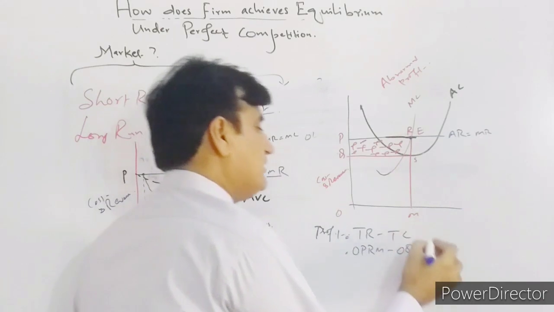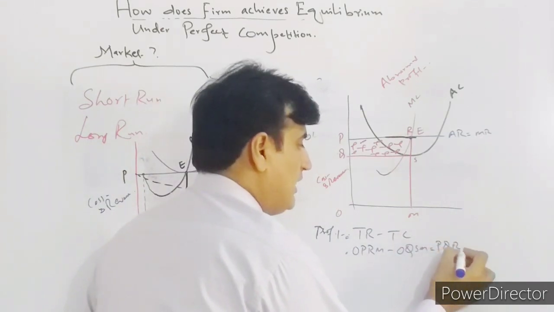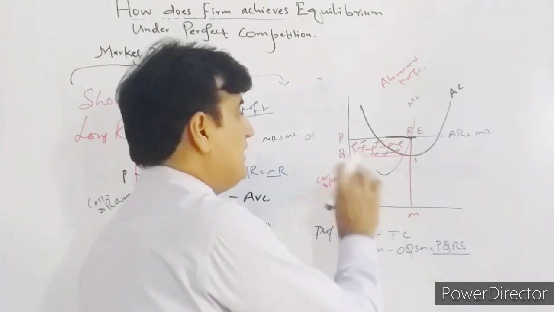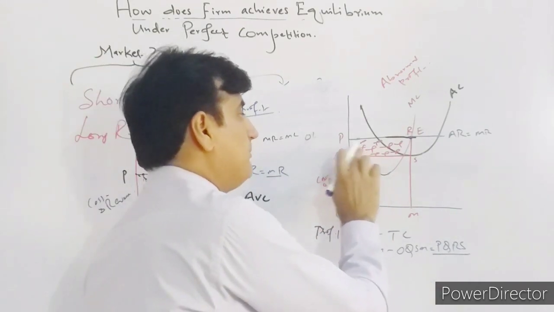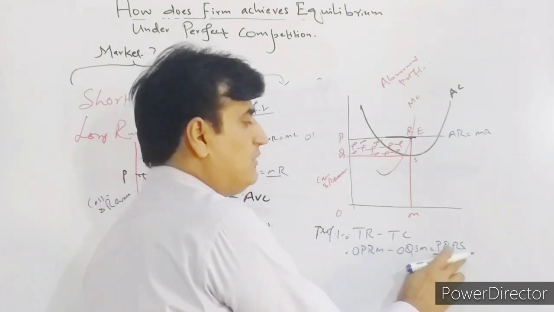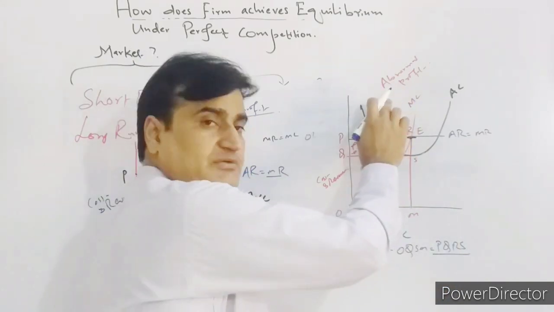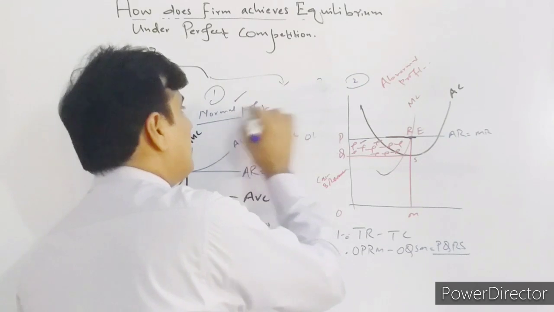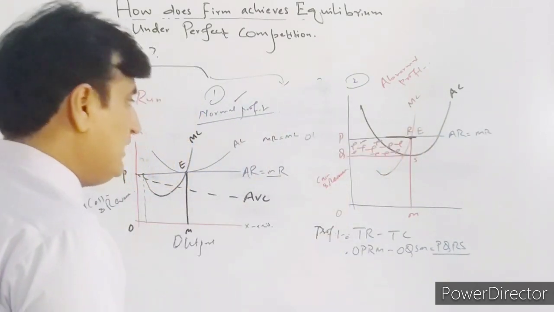So the relevant portion PQRS is showing the abnormal profit for the firm. That has been shown through the plus sign. So PQRS is showing the abnormal profit for the firm. And the third case, this is the second case, the firm may earn normal profit, abnormal profit, and the third case is normal loss.